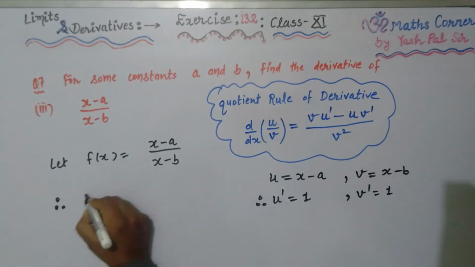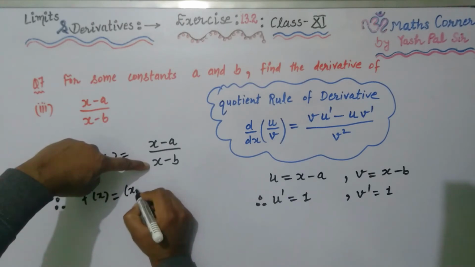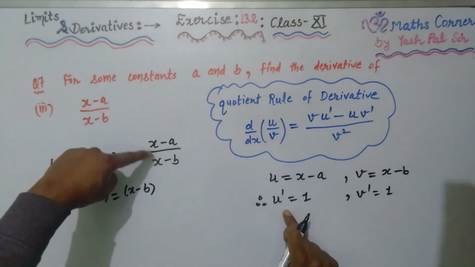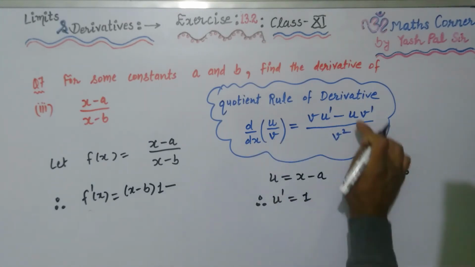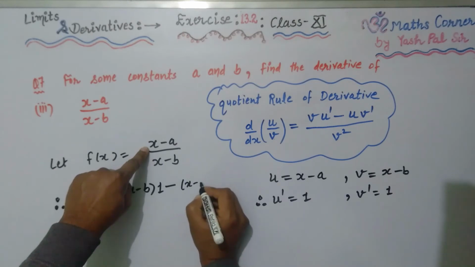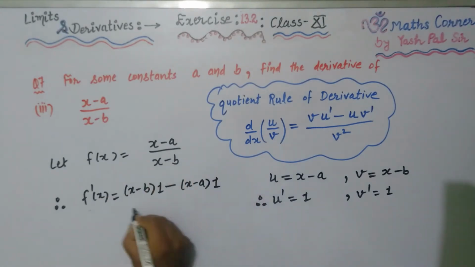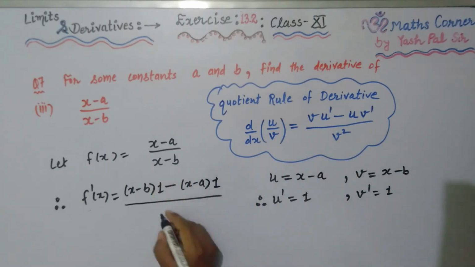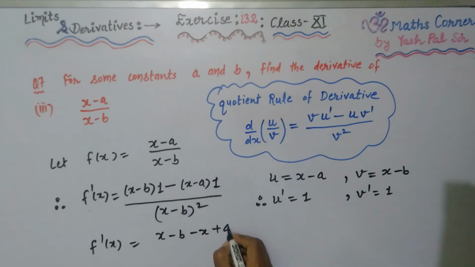So what we say now, f dash x is equal to v, that is (x minus b), into u dash. u dash means the derivative of the numerator, which is 1. Then we have this minus sign, u. What is u? This is (x minus a) into v dash. What is v dash? This is 1, the derivative of the denominator, upon v square, that is the denominator, its whole square, right? So what becomes? This becomes f dash x is equal to (x minus b), next is minus x plus a, upon (x minus b) whole square.